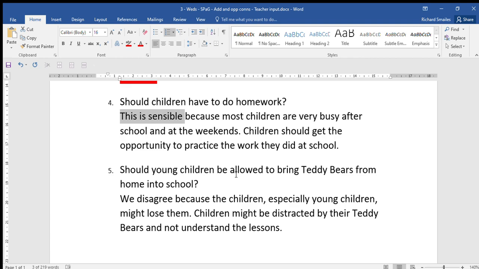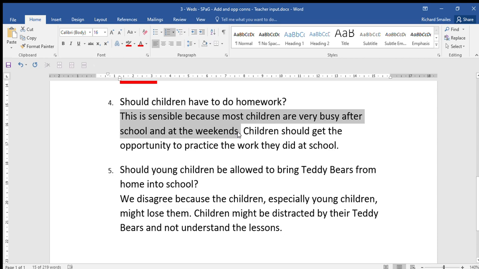So basically they're saying, yes, we agree. Now you don't know how they agree at the moment, but they're saying yes to that question. Should children have to do homework? Yes, they should. So let's have a look. This is sensible because most children are very busy after school and at the weekends.